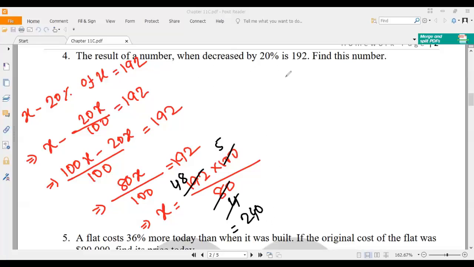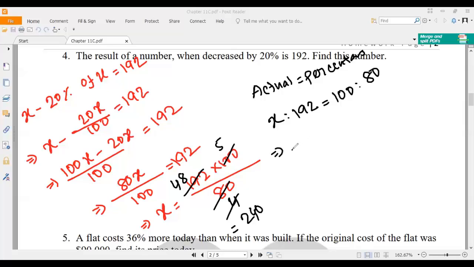Okay. Now in the second method, here there are two parts. One is the actual part, another one is the percentage part. Percentage number means compared with 100. So what is the actual number? We can say the actual number is x. In percentage it will be 100. The actual number will be 192, that is the value after decreasing 20%. So after decreasing 20%, it will be 80.